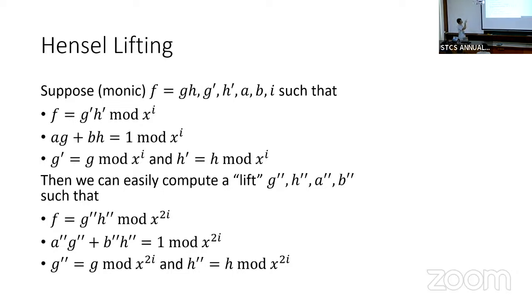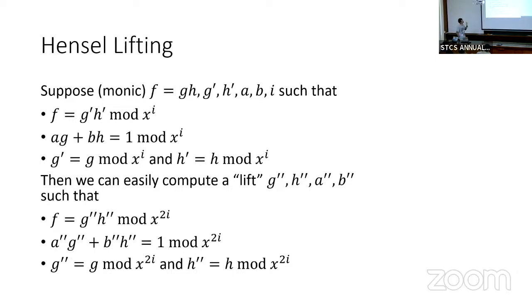And you know that this g prime and h prime are actually the same things as what you currently have: if you take your original factorization and drop down to modulo x to the i, they are the same. So if you have this approximate factorization modulo x to the i, then what tensor lifting gives us is an easy way to compute a better factorization. That is, you will now be correct modulo x to the power 2i. So your accuracy with respect to x degree doubles.